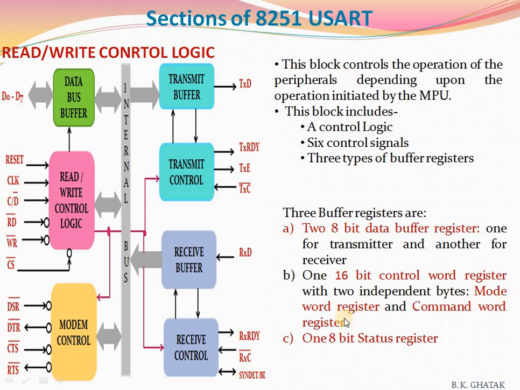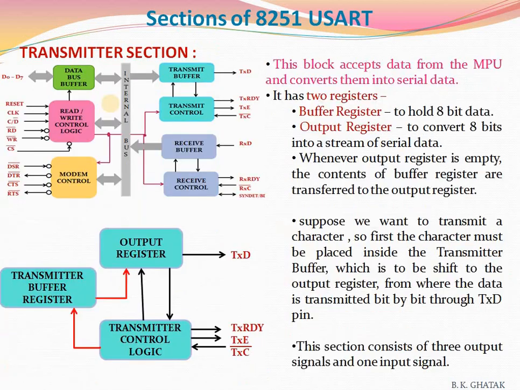Clear? So in this mode register we can easily understand in which mode 8251 is working, and another one is the 8-bit status register. So these 3 buffer registers are actually inside this read write control logic, and the control signals are the input signals coming from the 8085 microprocessor which can control the 8251 easily. Then the next topic is transmitter section.